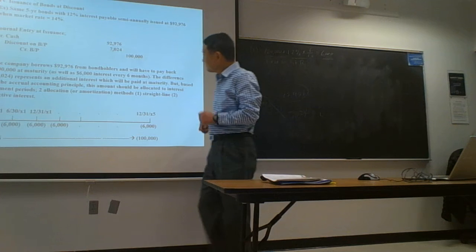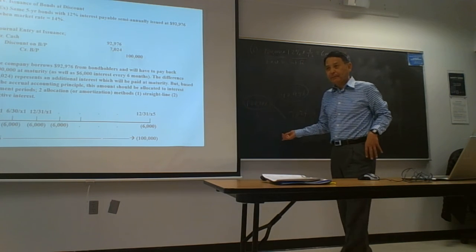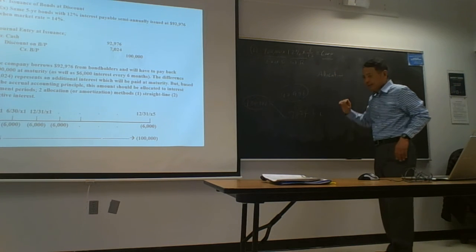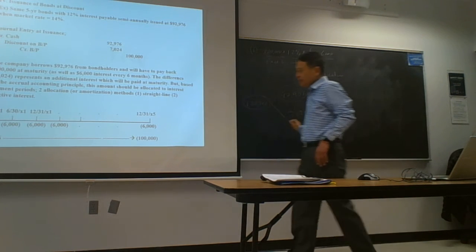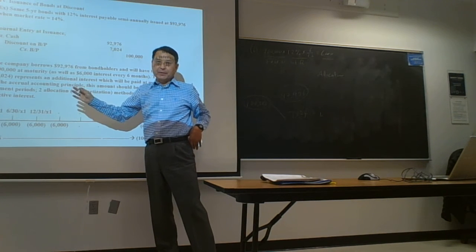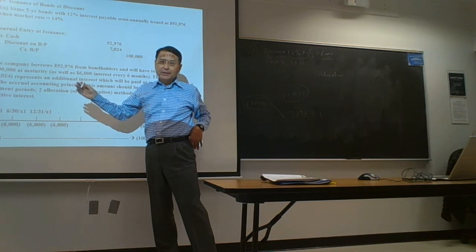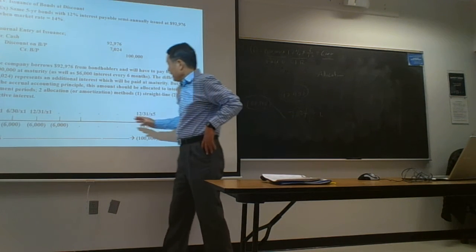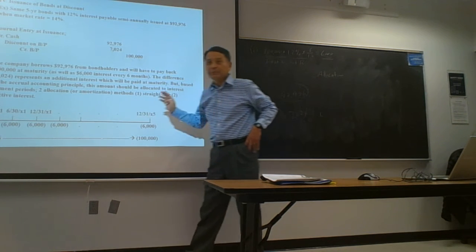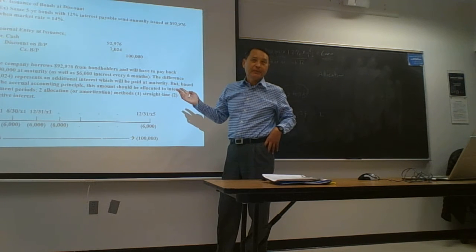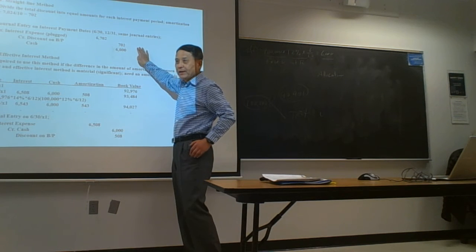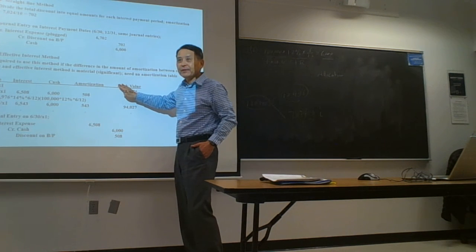Okay? So we have to do allocation. We have to allocate 7,024 to each of these 10 payment periods. Why 10 payments? 5-year bond, semi-annual pay, right? We have to allocate 7,024 to each of these 10 payment periods. The question is how? There are two accounting methods: equally, on the straight line, or unequally, on the effective interest.